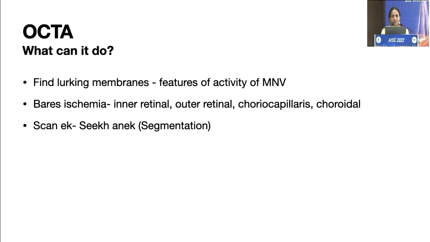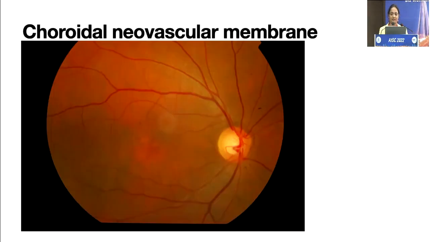What can it do? You're going to find lurking membranes. Features of activity also you can find. It lays bare ischemia, inner retinal, outer retinal, choriocapillaris, choroid, and I sincerely think much more.